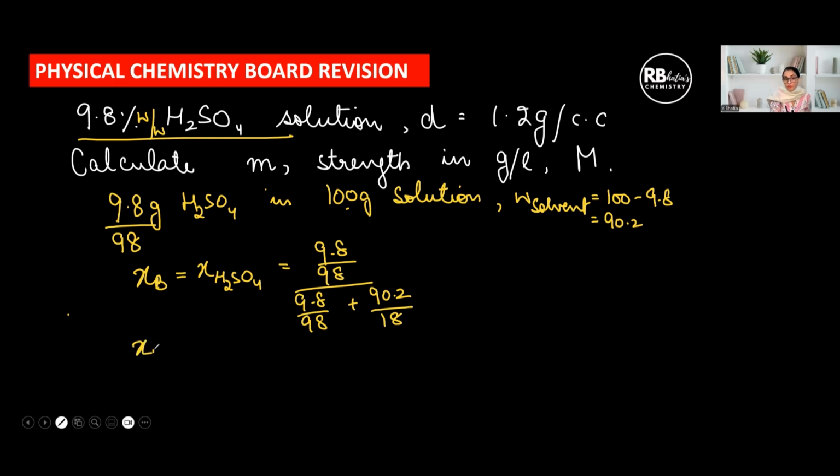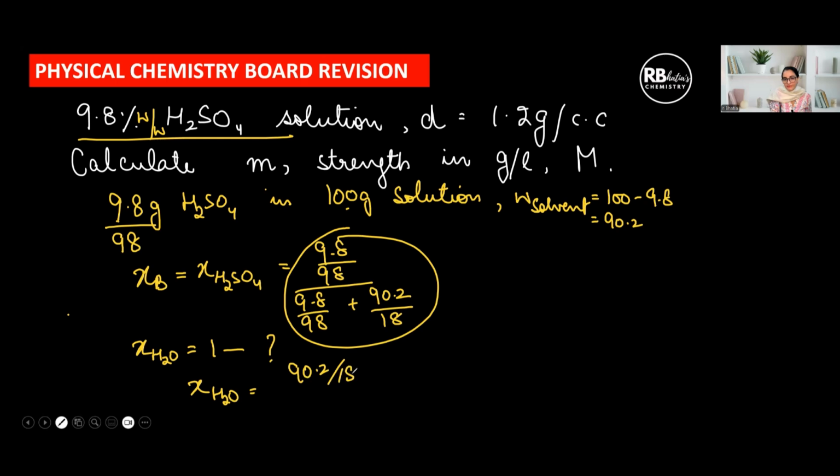And please remember, mole fraction of the solvent could also be asked. Either do 1 minus what we calculate here, or directly chi water is going to be 90.2 upon 18 upon this plus this. Please read the question carefully. Read the question carefully. Your silly mistakes are to be avoided.